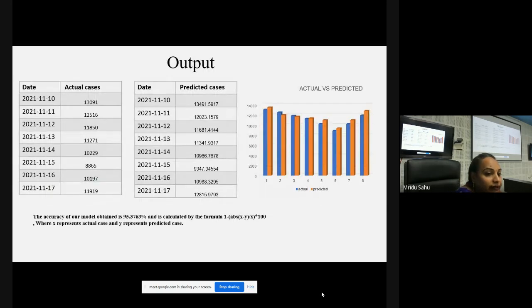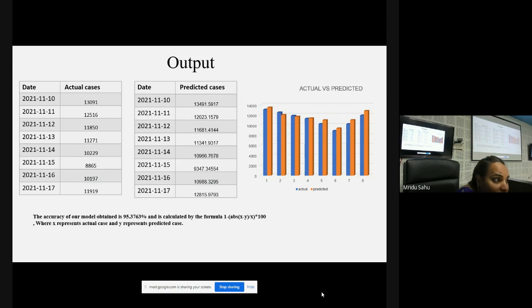So actual data, the date and actual cases, and the date and predicted cases. Can you see this answer? 1309 is the actual answer, and how the system computed this one is somehow similar. 13491 is the predicted cases for the same thing. 12516 and the predicted cases like this. So it had to predict this and it did this, so is there a deviation there or not? 1309 was the actual, and what did it predict? 13491.